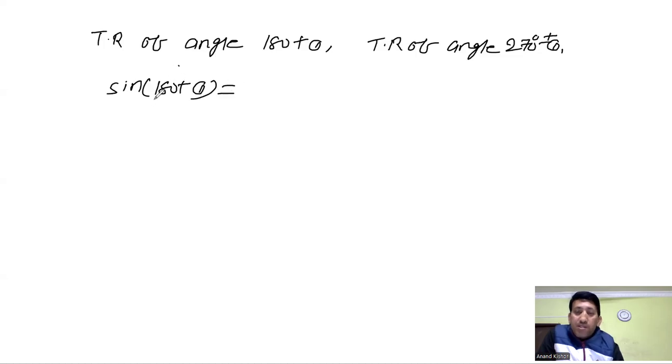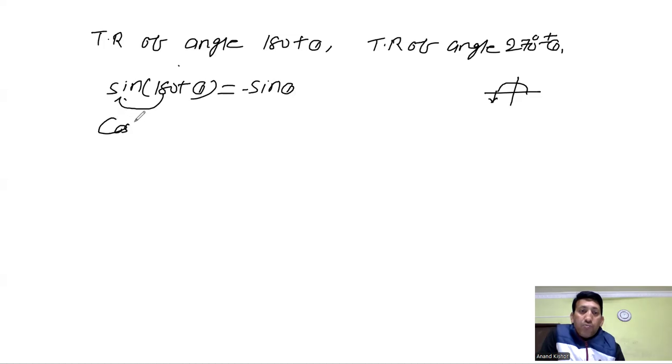We have learned in the previous video that the trigonometrical ratio will change only for 90 and 270. Otherwise, it remains the same. So this is 180, not 90, not 270. So sine 180 plus theta: first of all, this will be sine theta. Which quadrant? 180 plus something is the third quadrant. In the third quadrant, tan and cot are positive, the rest negative. So in the third quadrant sine is negative, so minus sine theta.